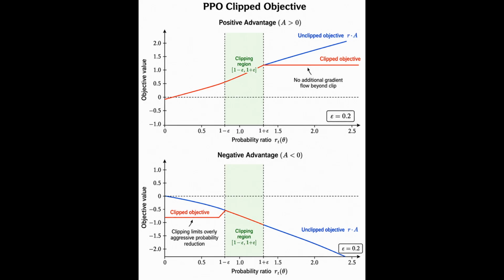This ratio measures how much the new policy differs from the old policy. If r sub t equals 1, nothing changed. If r sub t equals 2, the new policy is twice as likely to take that action. The clip function limits this ratio to the range 1 minus epsilon, 1 plus epsilon. Typically, epsilon equals 0.2. If the ratio exceeds this range, the gradient from that sample is zeroed out. The min then ensures we never benefit from stepping outside the clipping region.